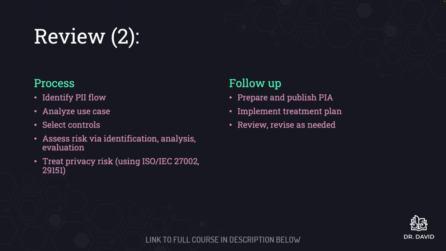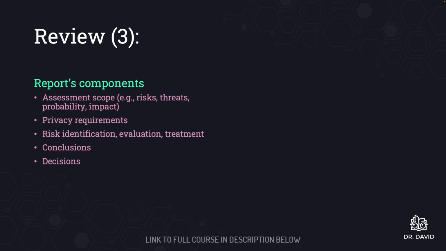The 29134 5-step process is identifying the PII flow, analyzing use cases, selecting controls, assessing risk via identification, analysis, and evaluation, and treating or controlling/mitigating the privacy risk. Follow-up should be preparing a final report and publishing it if your organization publishes them, implementing a treatment plan, and reviewing and revising as needed. Finally, the report's components should include the assessment scope, privacy requirements, risk identification, evaluation and treatment, conclusions, and decisions.